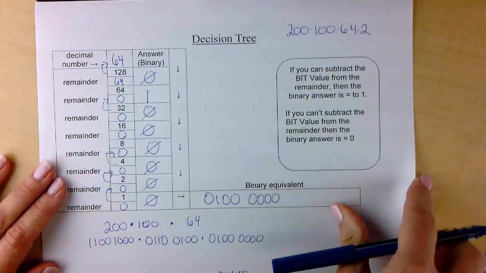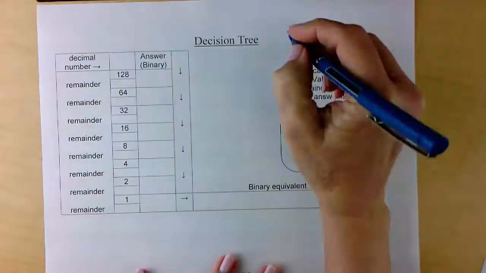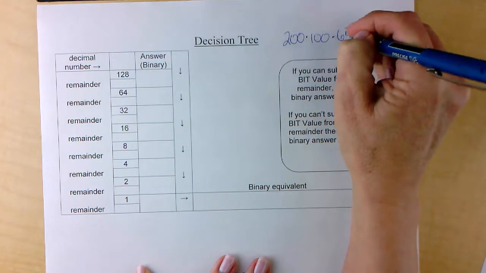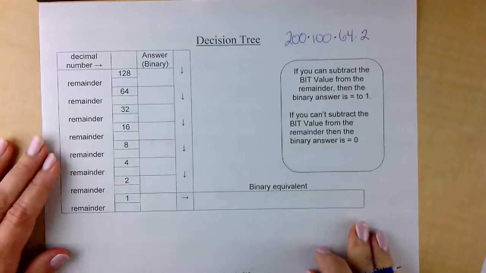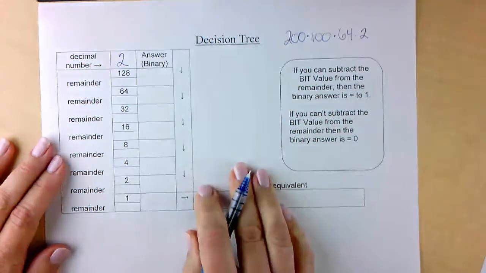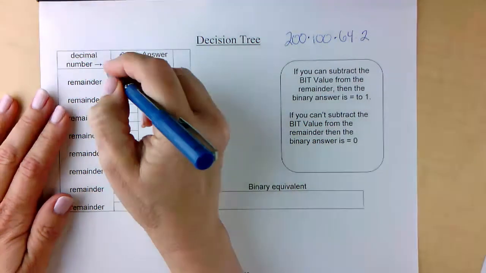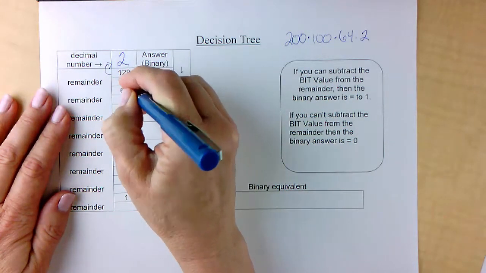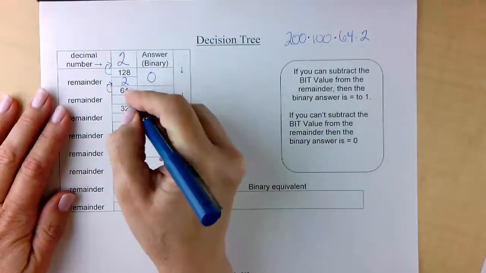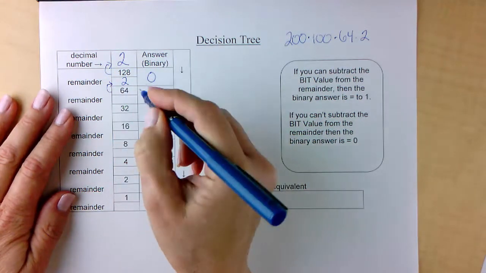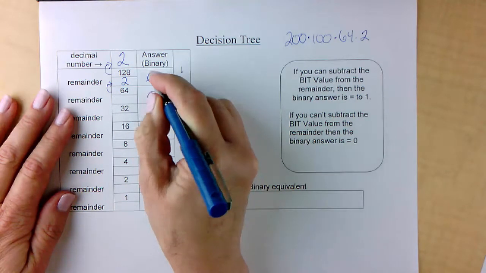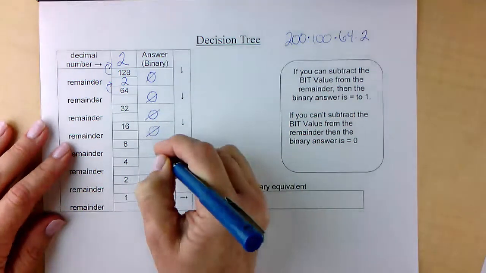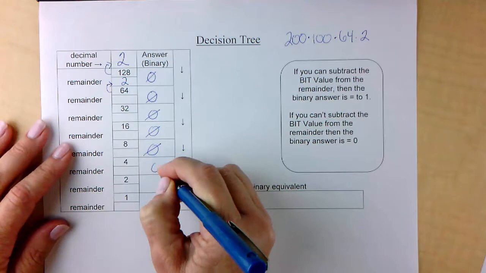And lastly, we're going to do the 2. So I'm still working with 200.100.64.2. And I'm putting 2 in here. This one should be fairly easy as well. I do 128 into 2. I know that's going to be a 0. This one's going to be pretty easy because I know all of these bigger numbers, they're not going to go into 2. So I know this one is off, 32 off, 16 off, 8 off, 4 is off.